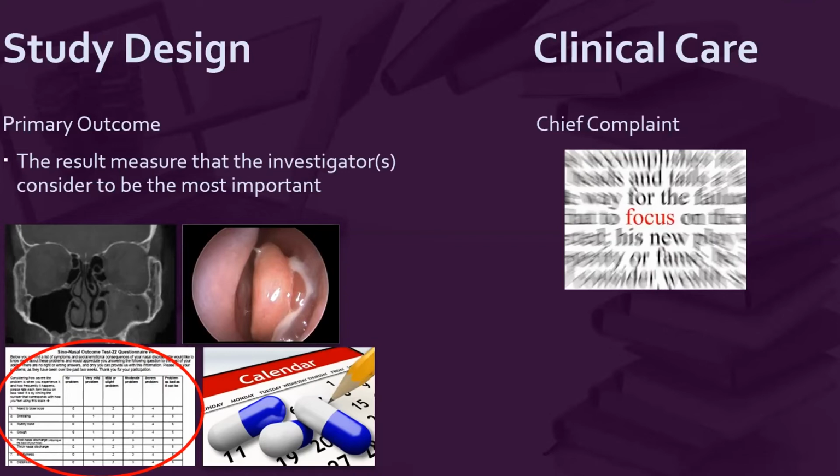Let's say you did pick SNOT-22. You can certainly still measure these other elements, but it's good to decide up front which one is the most important, because doing a study without knowing your primary outcome is kind of like wrapping up a clinic visit and not knowing what your patient's chief complaint is. To help understand why this matters so much, I want you to just consider this.